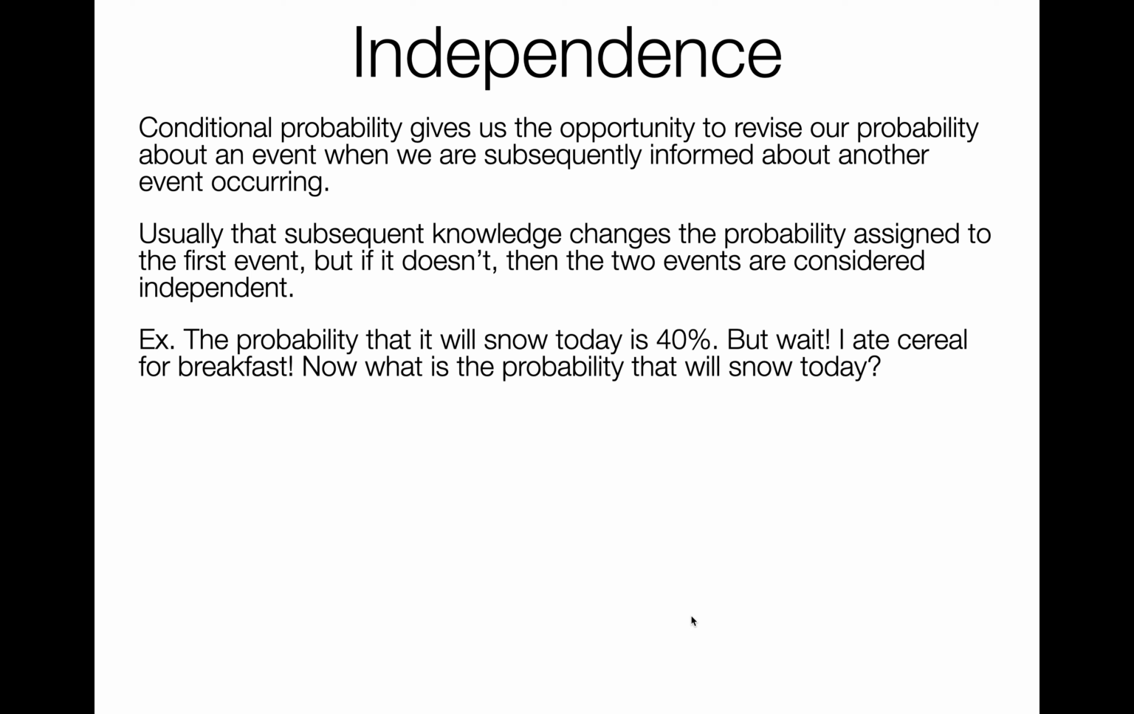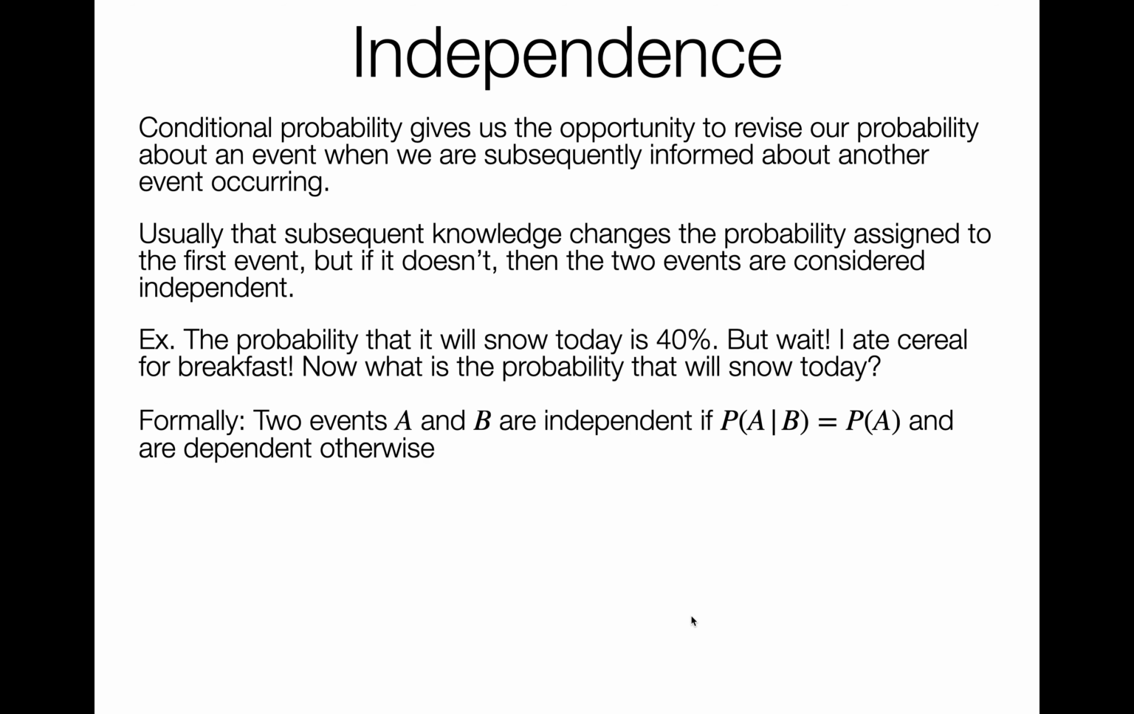They can both happen. I can eat cereal for breakfast, and it can snow today, but one does not affect the other. The fact that I ate cereal does not change your idea about how likely it is it's going to snow today. Probably, unless I eat cereal only on days when it snows. But we don't know that, so those are technically independent.